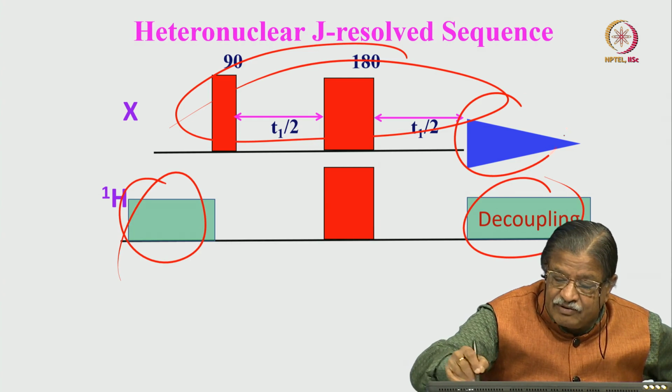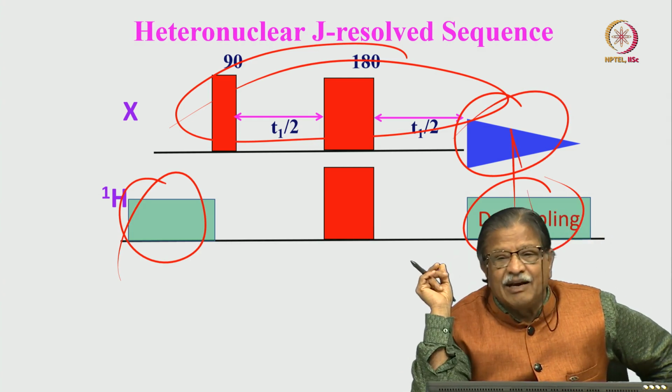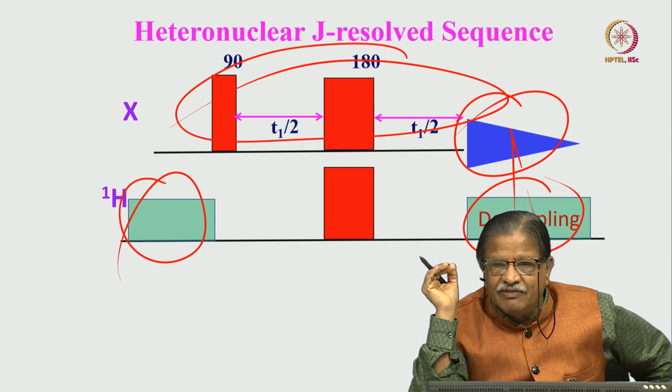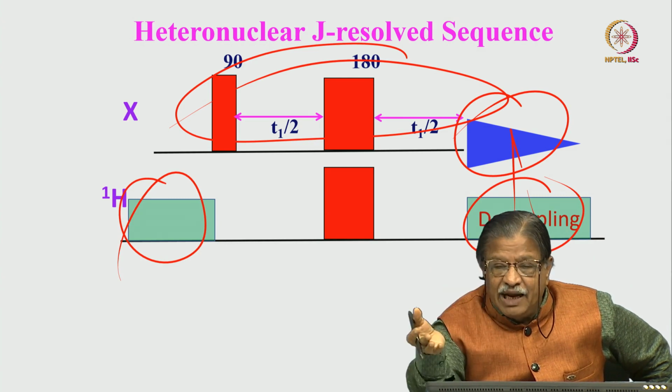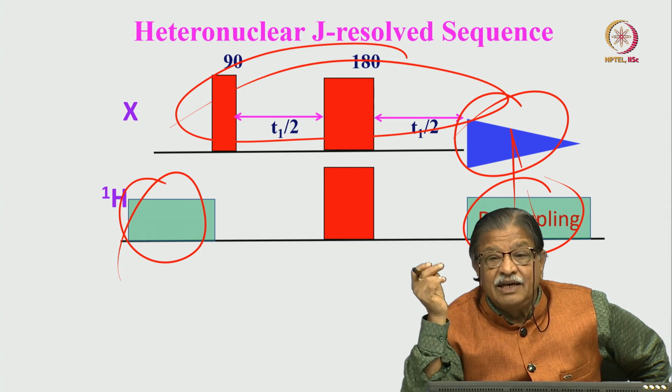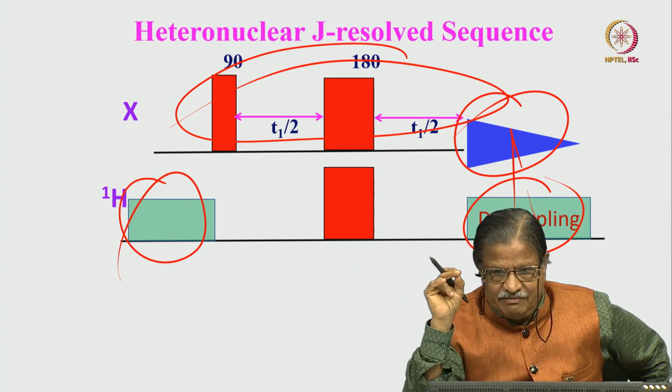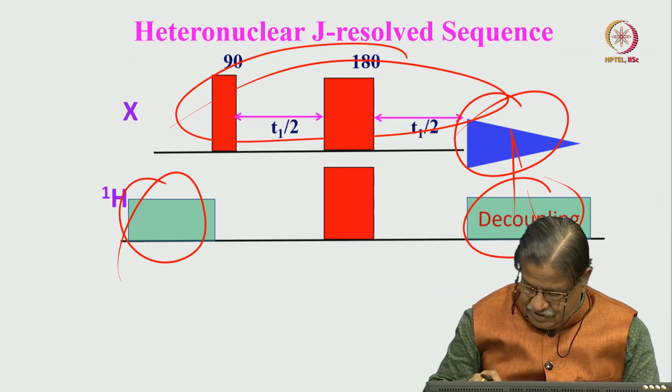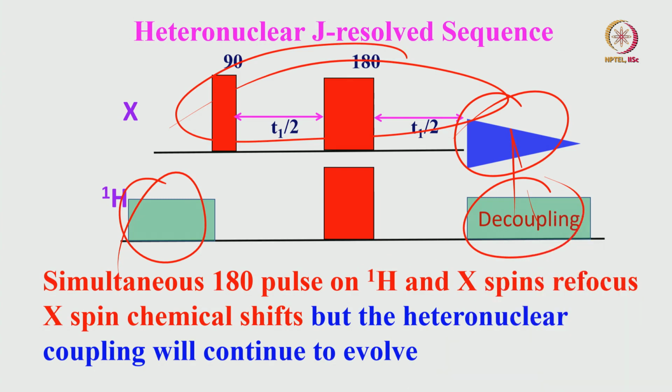When you are decoupling the X nuclei, what is the advantage? You break the coupling between carbon and proton and get individual resonances, plus there is an NOE enhancement that also comes into the picture. In this sequence, the simultaneous 180 pulse on 1H refocuses the carbon-13 chemical shift, but the heteronuclear J coupling will continue to evolve. That is what I said.